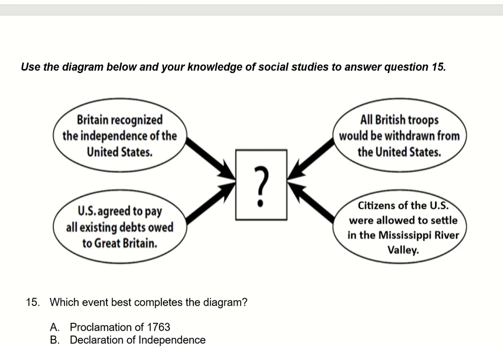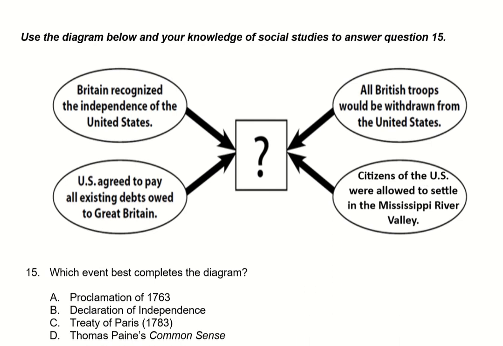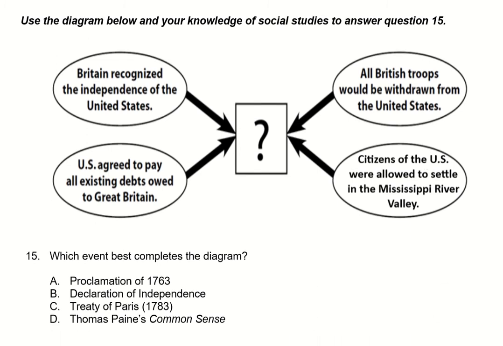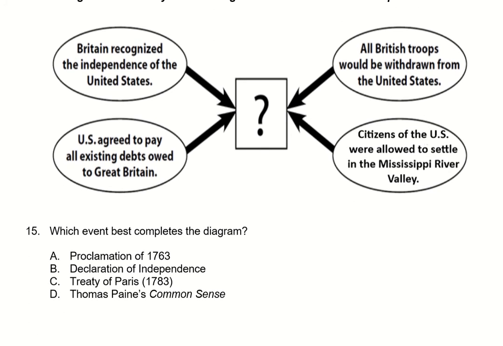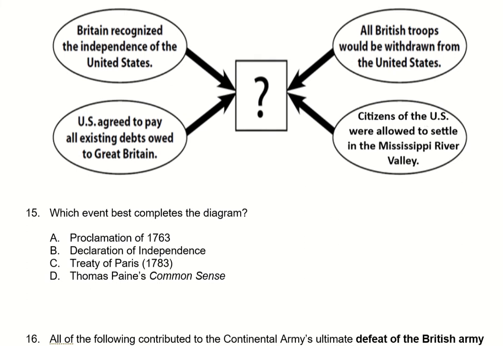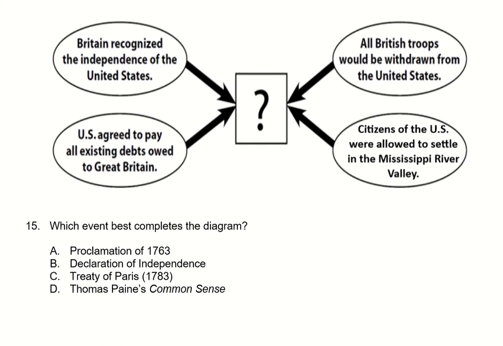Use the diagram below and your knowledge of social studies to answer question 15. Britain recognized the independence of the United States. U.S. agreed to pay all existing debts owed to Great Britain. All British troops would be withdrawn from the United States. Citizens of the U.S. were allowed to settle in the Mississippi River Valley. Which event best completes the diagram? A. Proclamation of 1763. B. Declaration of Independence. C. Treaty of Paris, 1783. D. Thomas Paine's Common Sense. Pause to choose your answer.